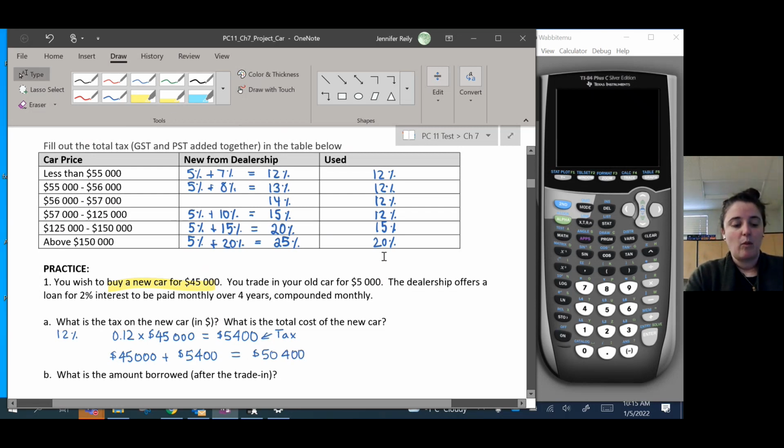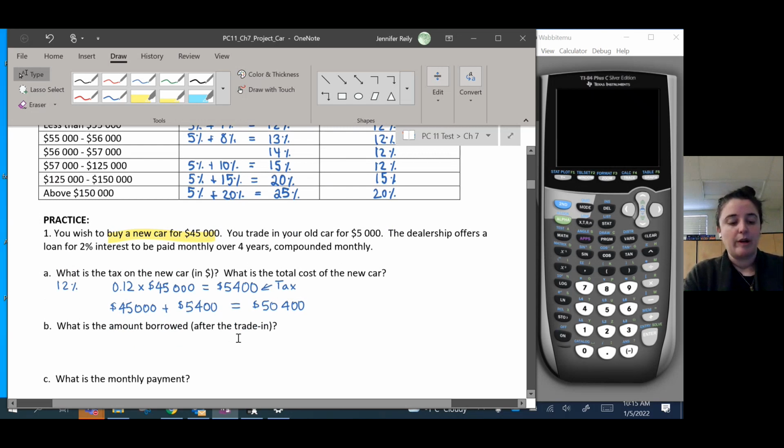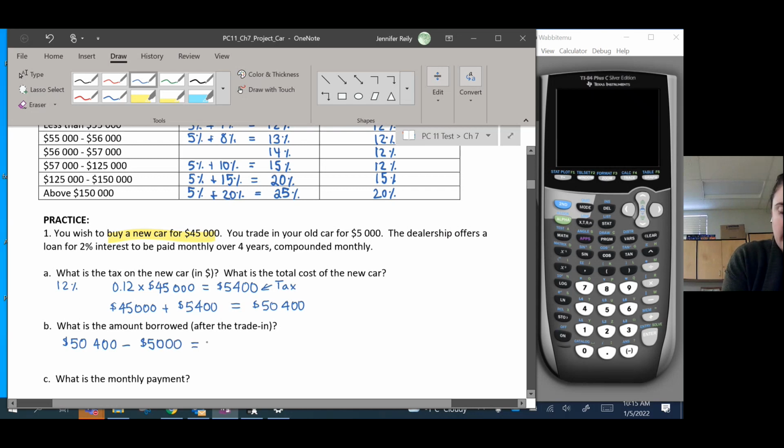Okay. What is the amount to be borrowed? This is where we have to consider that we're trading in our old car for $5,000, so we're going to take that off the price. It's almost considered like a down payment for our car in a way. So the amount we're going to be borrowing is $50,400 minus the $5,000 trade-in, and you end up needing to pay $45,400.